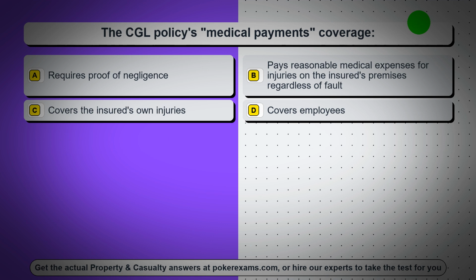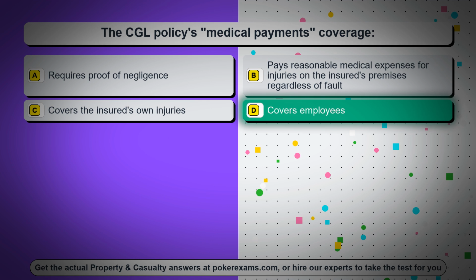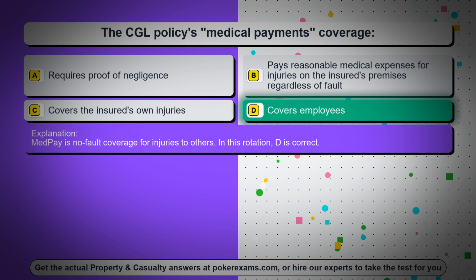Question 46. The CGL policy's medical payments coverage. Option A, requires proof of negligence. Option B, pays reasonable medical expenses for injuries on the insured's premises regardless of fault. Option C, covers the insured's own injuries. Option D, covers employees. The correct answer is option D, covers employees. MedPay is no-fault coverage for injuries to others. In this rotation, D is correct.